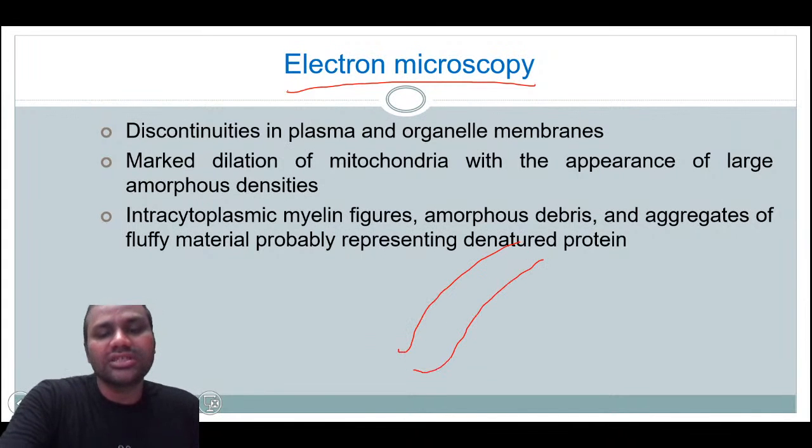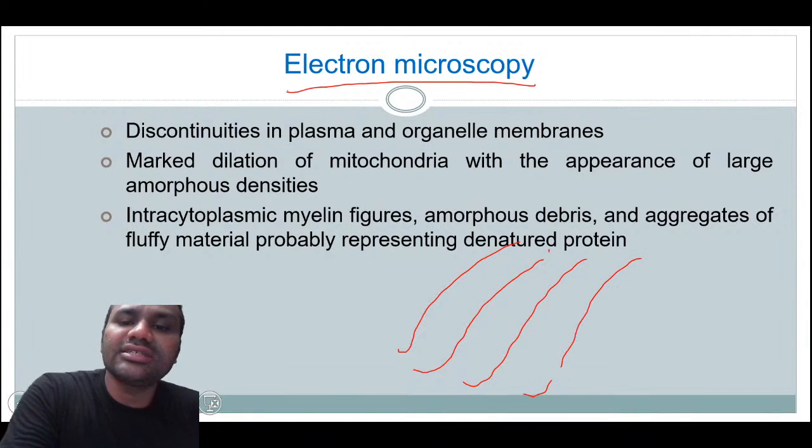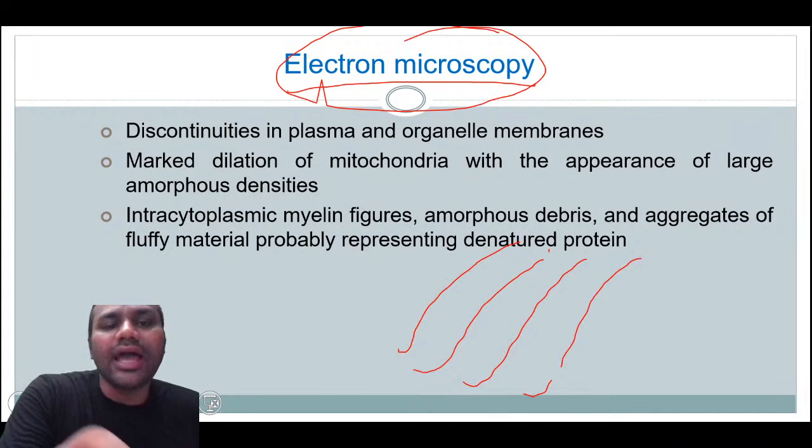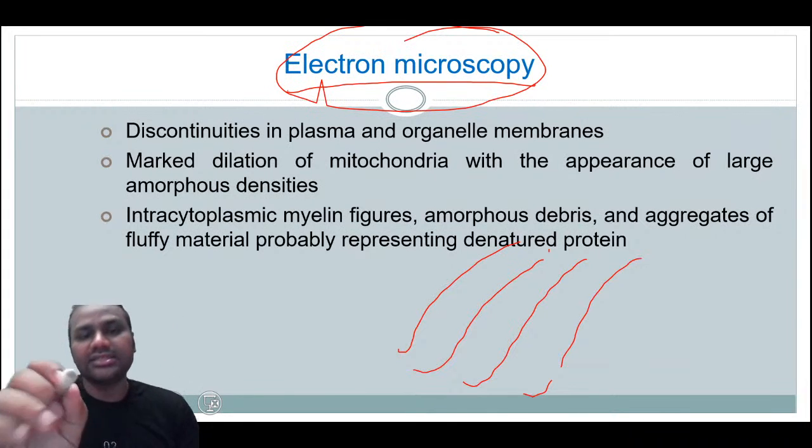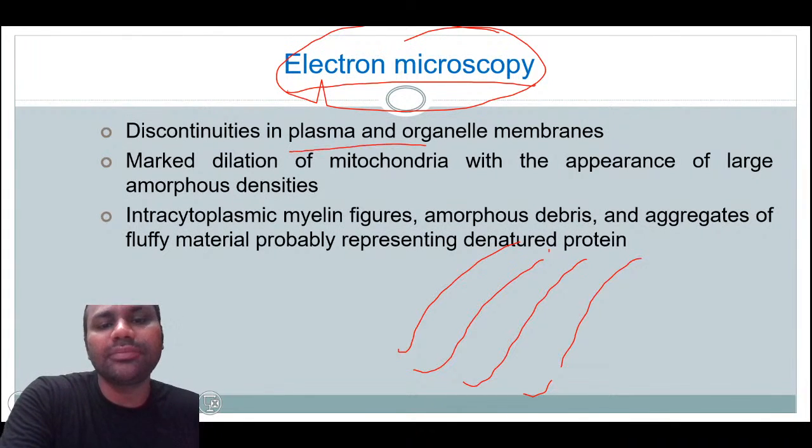Second is the ultrastructure change. The third one is the light microscope, and finally there will be cross. So obviously ultrastructure changes you will see by electron microscope, and in that, what you will see is there will be discontinuation in the plasma.